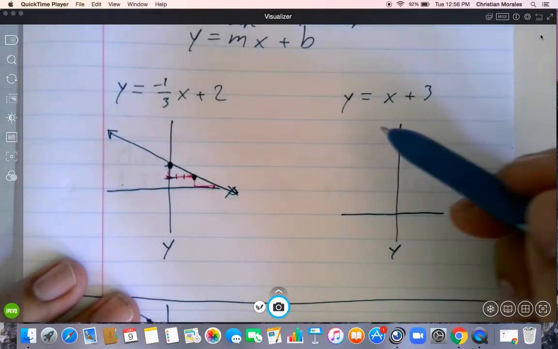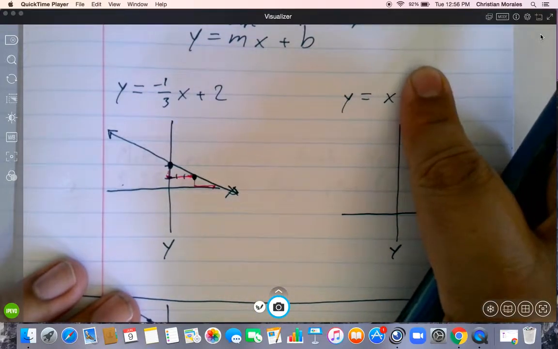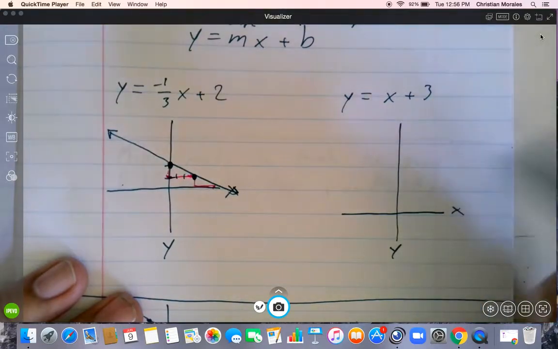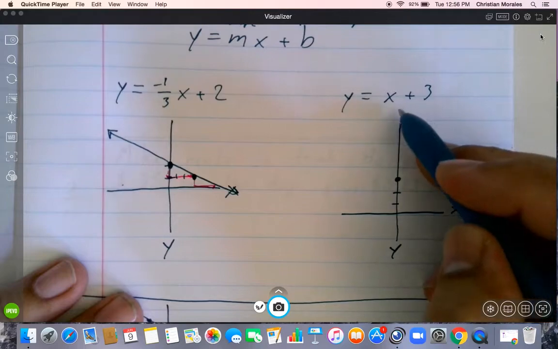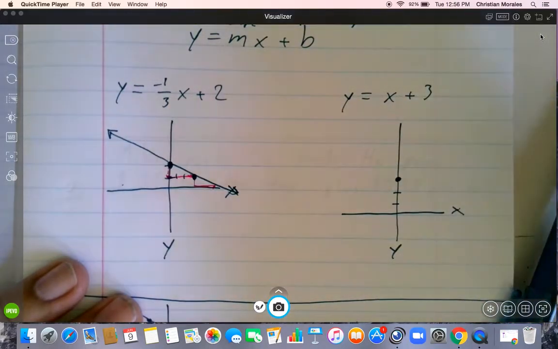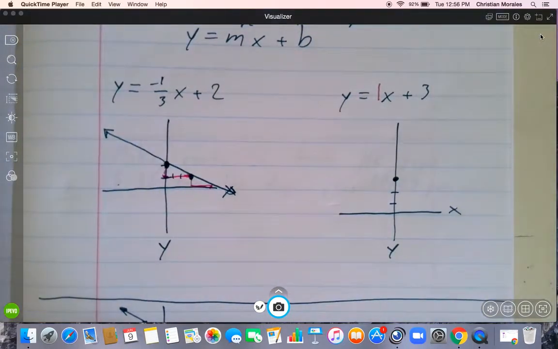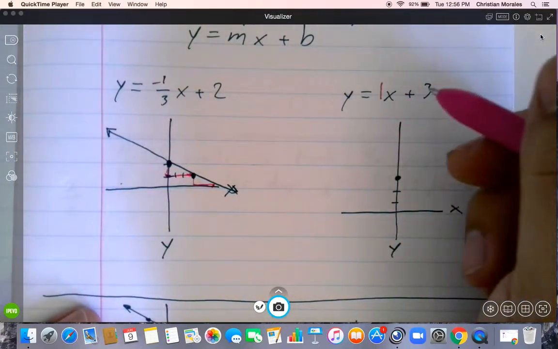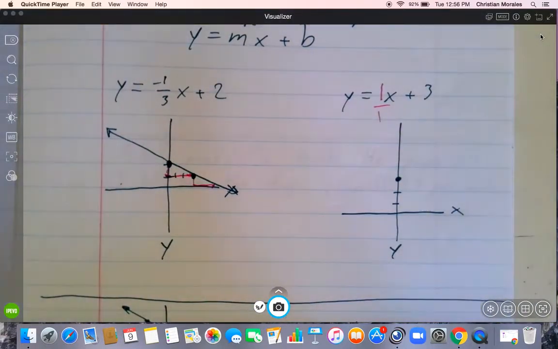Now, sometimes there will be numbers missing. Like if there is no b, that means that it's starting at 0. So you would start in the middle of the graph. But this one starts at 3. So 1, 2, 3. But this is missing a number. It's missing slope. But technically it's not missing. If you don't see a number in front of x, put a 1 there. Okay? So your slope is 1. And if you want to turn it into a fraction, you can put it over 1. So your slope is 1 over 1.